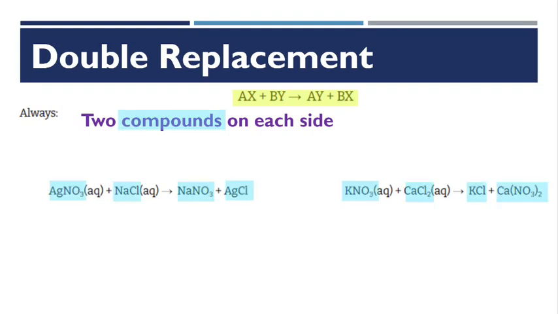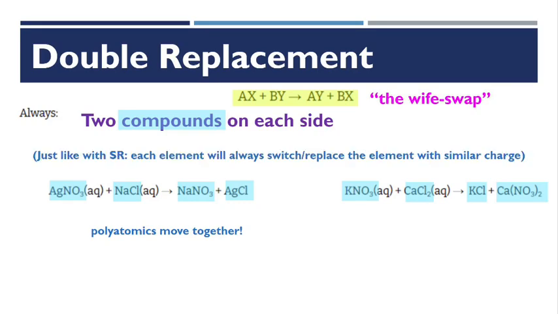Now, just like with single replacement, the elements with the same charge are going to replace each other. And this is going to be more important once we start predicting products. But if you notice, this pattern is actually really important. The A and the B are going to be switching places here. So they're swapping out with each other to make two new compounds. But each of them still has an A and a B, an X and a Y. It's just now A is with Y and B is with X, where A started with X and B started with Y. And that's why I call this the wife swap.